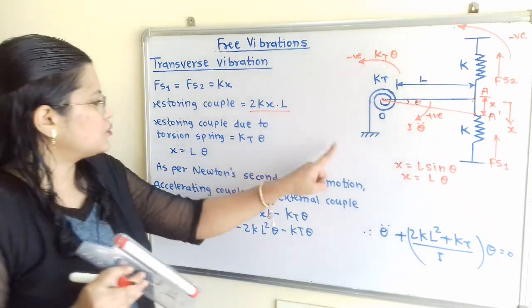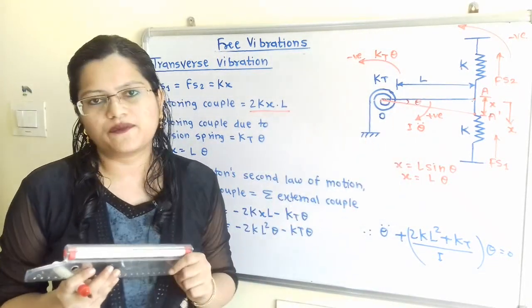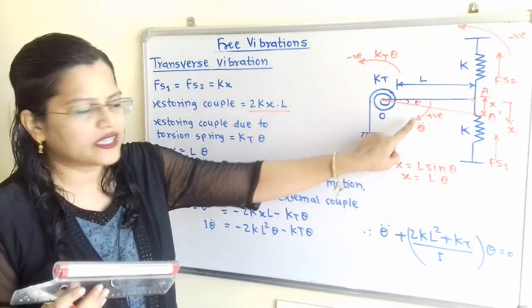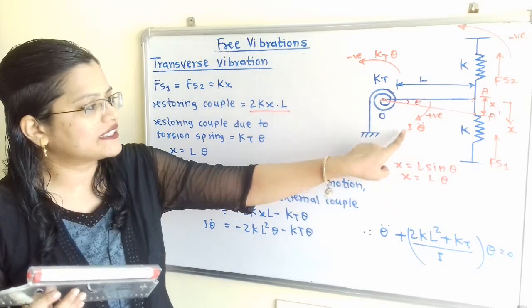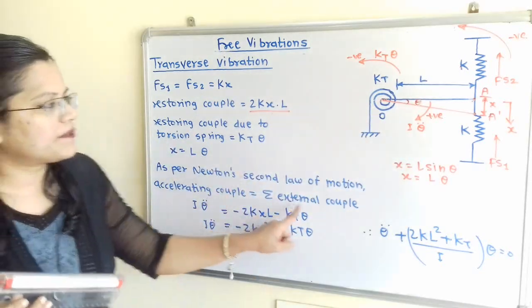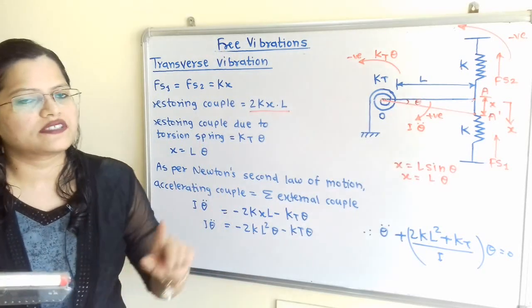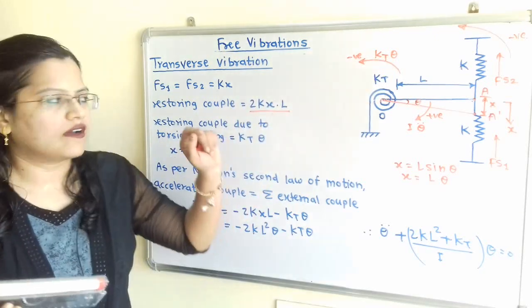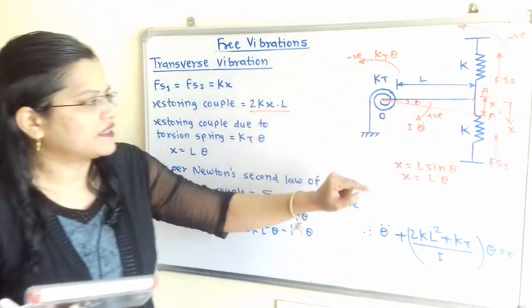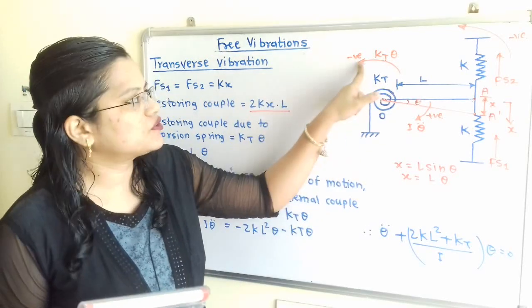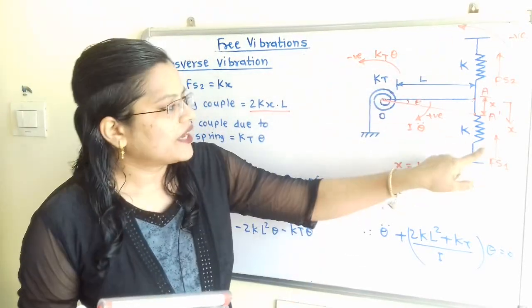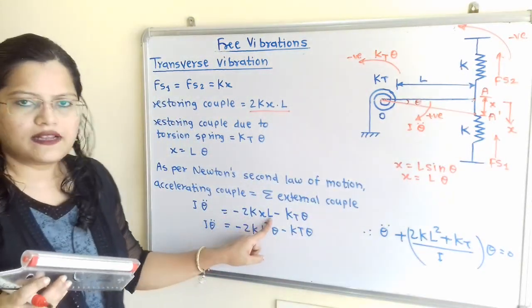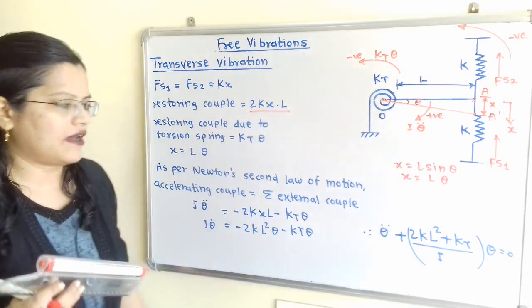Now we will apply Newton's second law of motion for this free body diagram. So what is Newton's second law of motion? The accelerating couple, that is I theta double dot, also known as accelerating torque, is equal to the summation of external couple. The summation of external couple is due to Fs1, due to Fs2 and due to this kt theta. We have to add all these three and all are in anti-clockwise direction, so we have to use the negative sign. So Fs1 plus Fs2 into L, that is minus 2kxl minus kt theta.